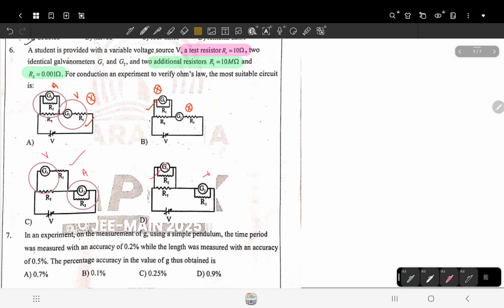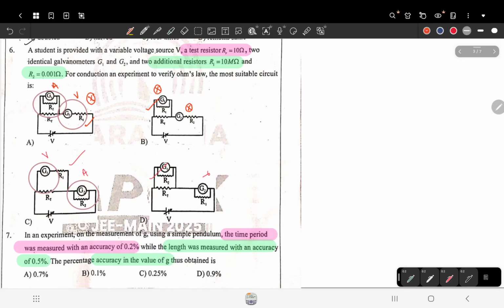In an experiment on the measuring of g using a simple pendulum, the time period was measured with an accuracy of 0.2%, while the length was measured with an accuracy of 0.5%. Find the percentage accuracy of g. So easy question, hope you guys already చేశారు అనుకుంటున్నా. So the time period with accuracy of 0.2% and the length with an accuracy of 0.5%, then we have to find out the percentage accuracy in g. So you know the direct formula.